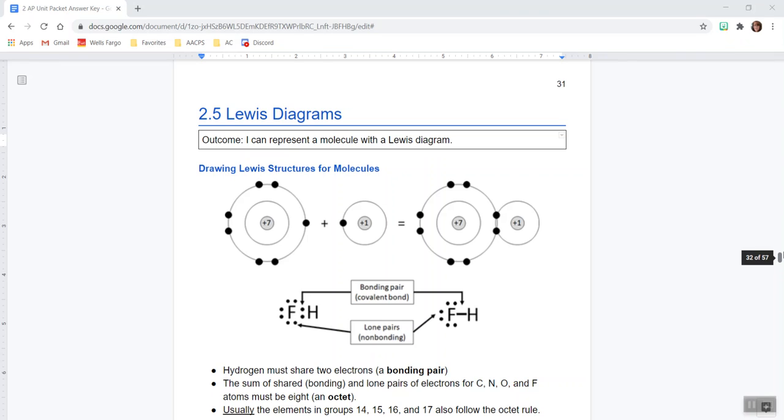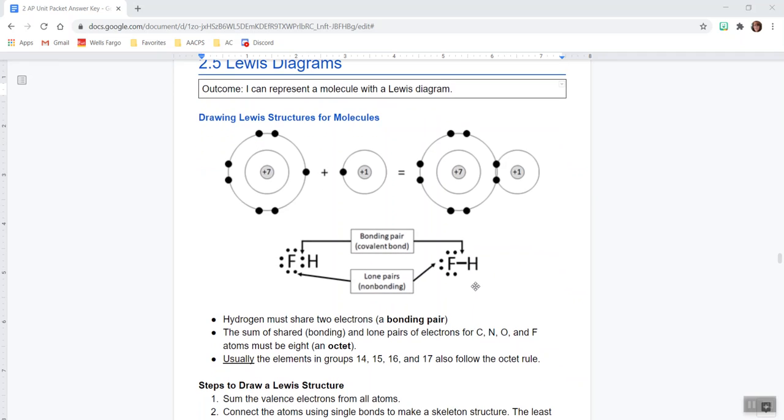This is 2.5 Lewis diagrams, and our outcome is I can represent a molecule with a Lewis diagram. So to draw Lewis structures for molecules, a couple of rules to follow. Hydrogen must share 2 electrons. The sum of the shared and lone pairs for carbon, nitrogen, oxygen, fluorine must all be 8, an octet. And usually the elements in groups 14, 15, 16, and 17 also follow the octet rule.